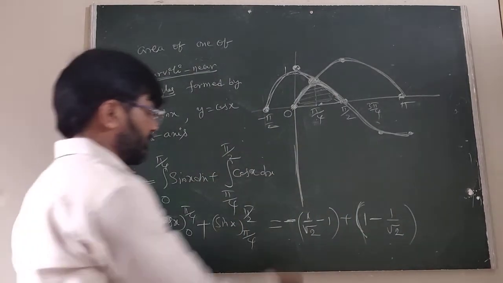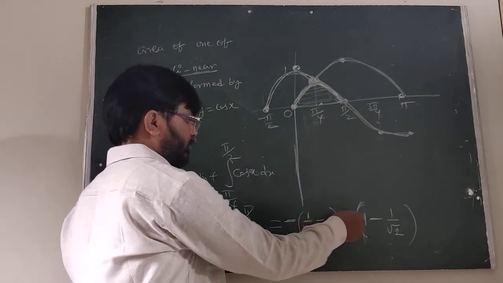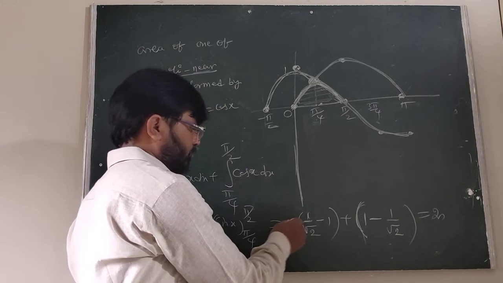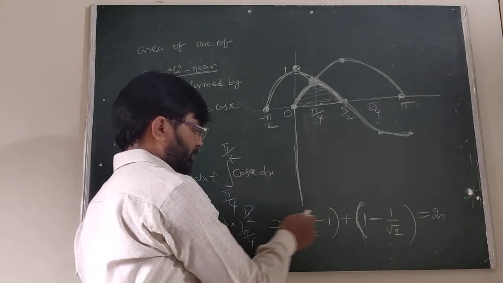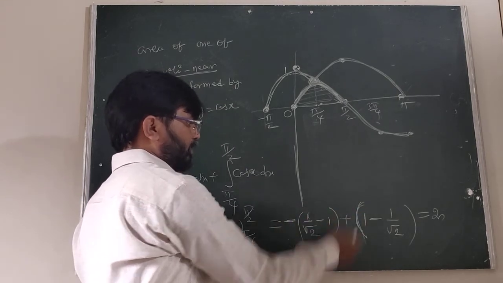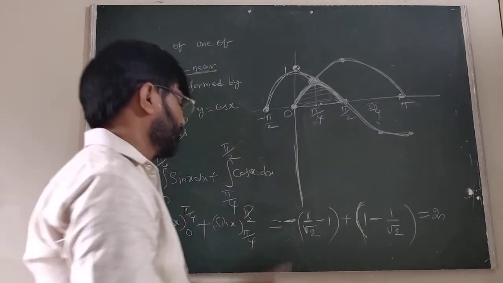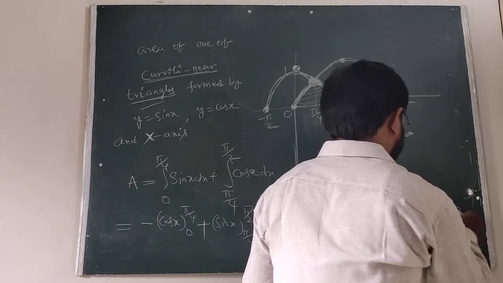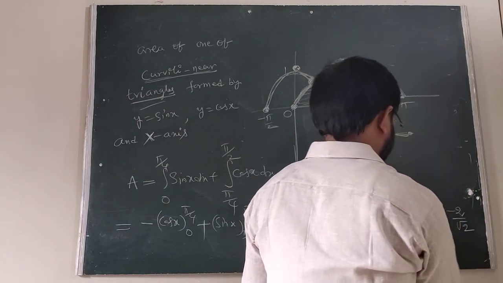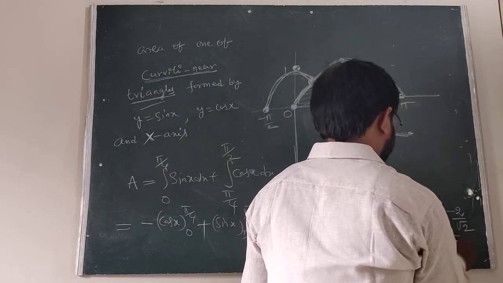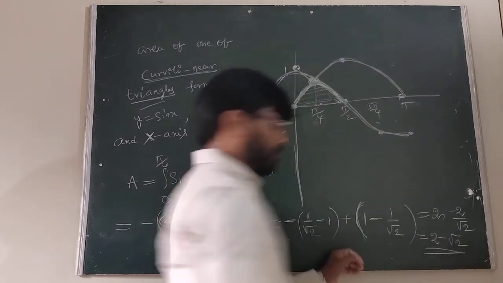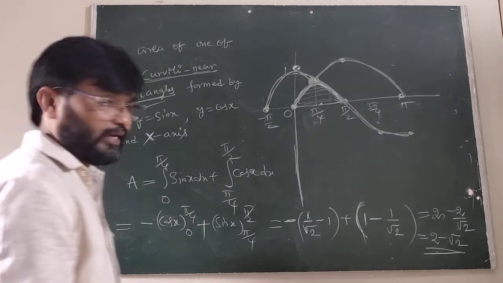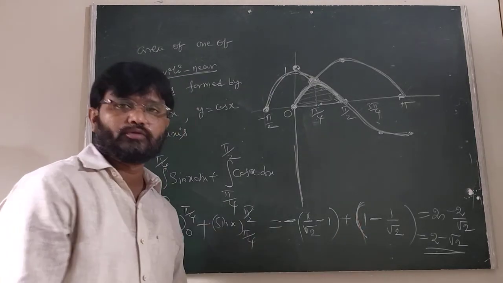Now we write this as minus of minus plus, so 1 plus 1 is 2. Is it clear, students? After that, this is minus 1 by root 2, minus 1 by root 2, which is minus 2 by root 2. Now this can be written as 2 minus root 2. What is the answer? 2 minus root 2 square units. Okay, students, 2 minus root 2 square units.